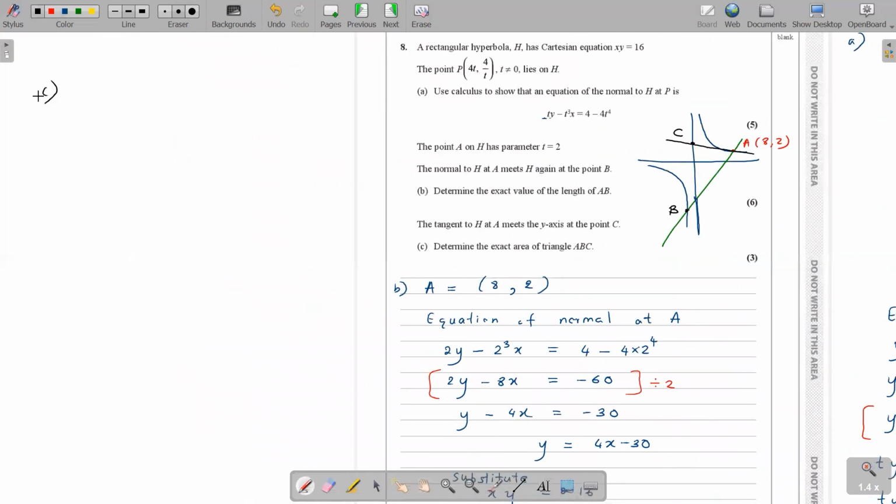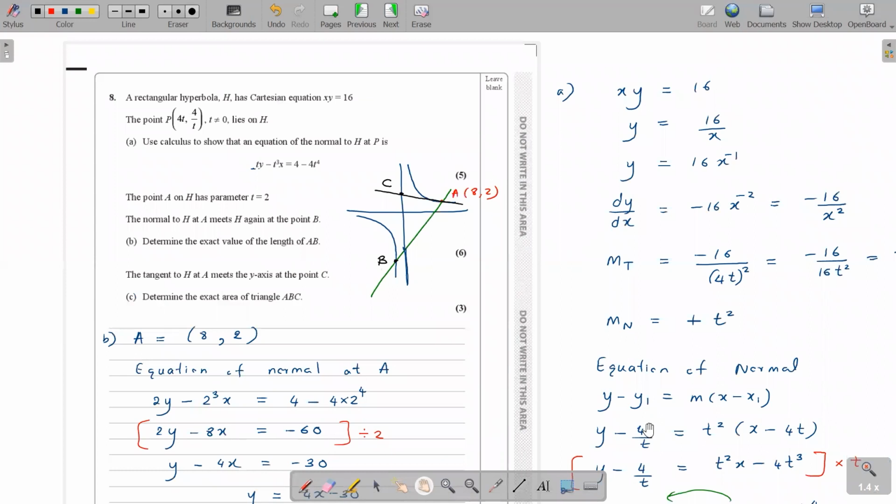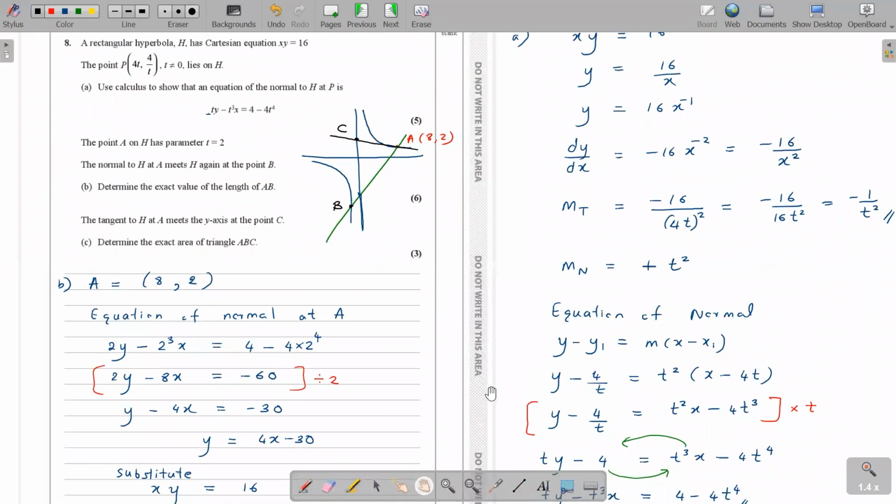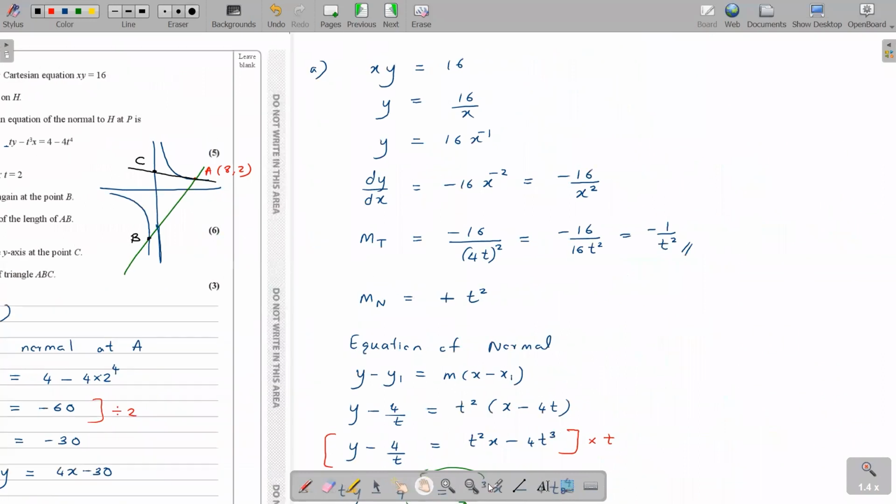Okay, so how do I get the coordinates of C? Now, in part A, we already got the gradient of the tangent at any point on the curve, isn't it? Do you agree with me? You can take here the gradient of the tangent to the curve is minus 1 over t square. Can you see? Are you with me?